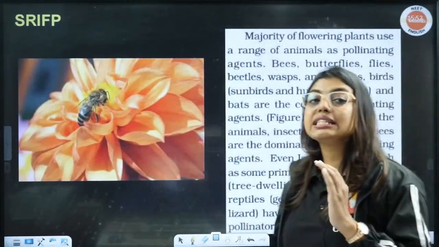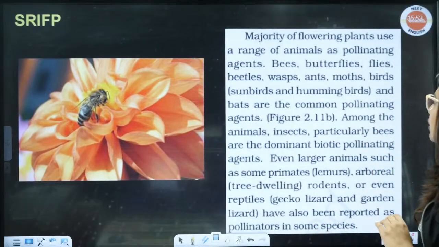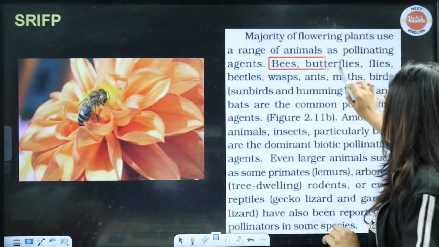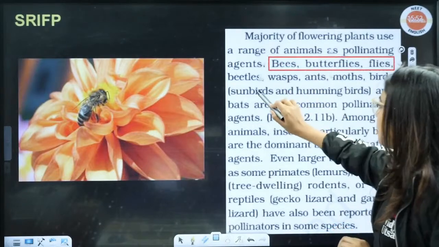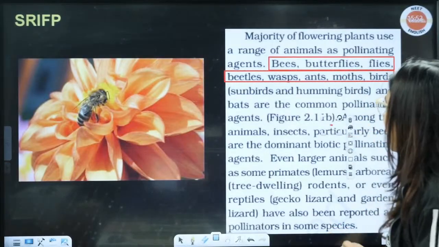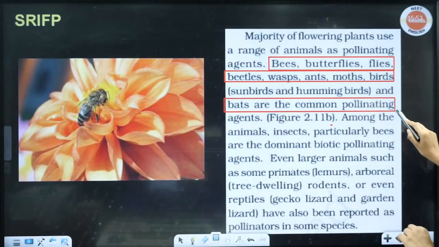Next is going to be insect pollinated. Okay, here what is going to happen, students? Majority of the flowering plants use a range of animals as pollinating agents. Example, bees, butterflies, flies, beetles, wasps, ants, moths, birds, etc. And bats are the common pollinating agents.